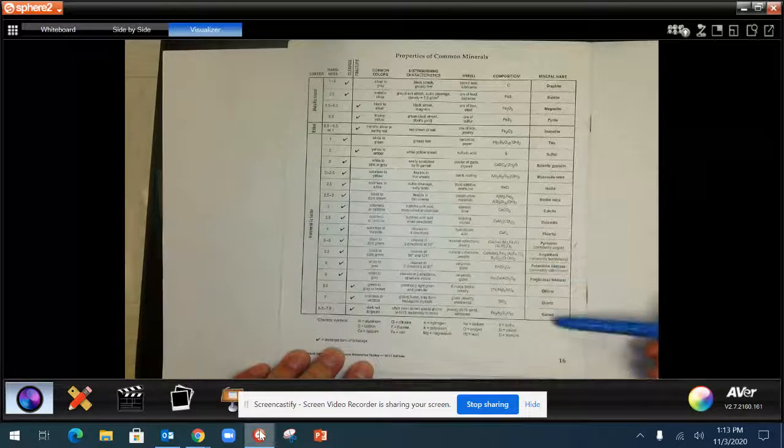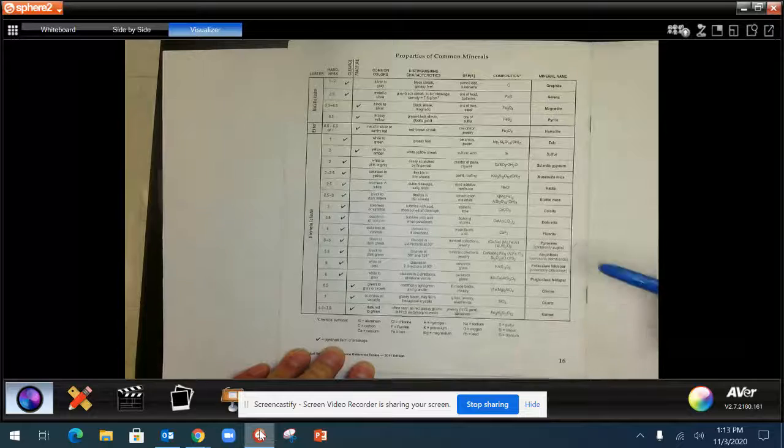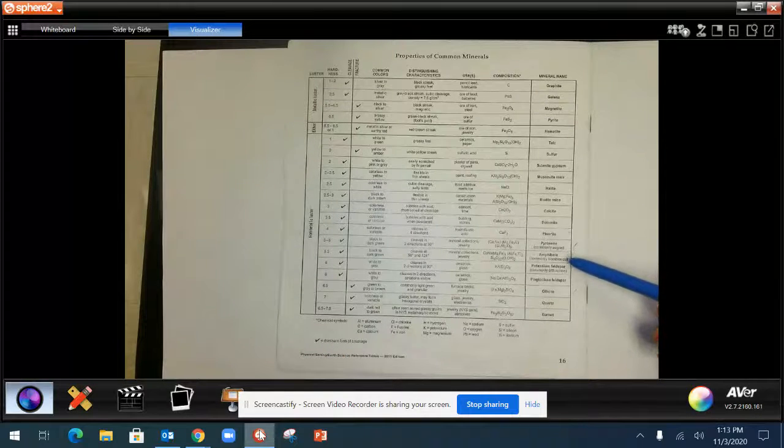Lastly, but not leastly, we have the minerals' names. You'll see that some go by 2 names. For instance, amphibole. There are many different kinds of amphibole, but the most common is hornblende. So that's a little bit of an overview of page 16 of your reference table.